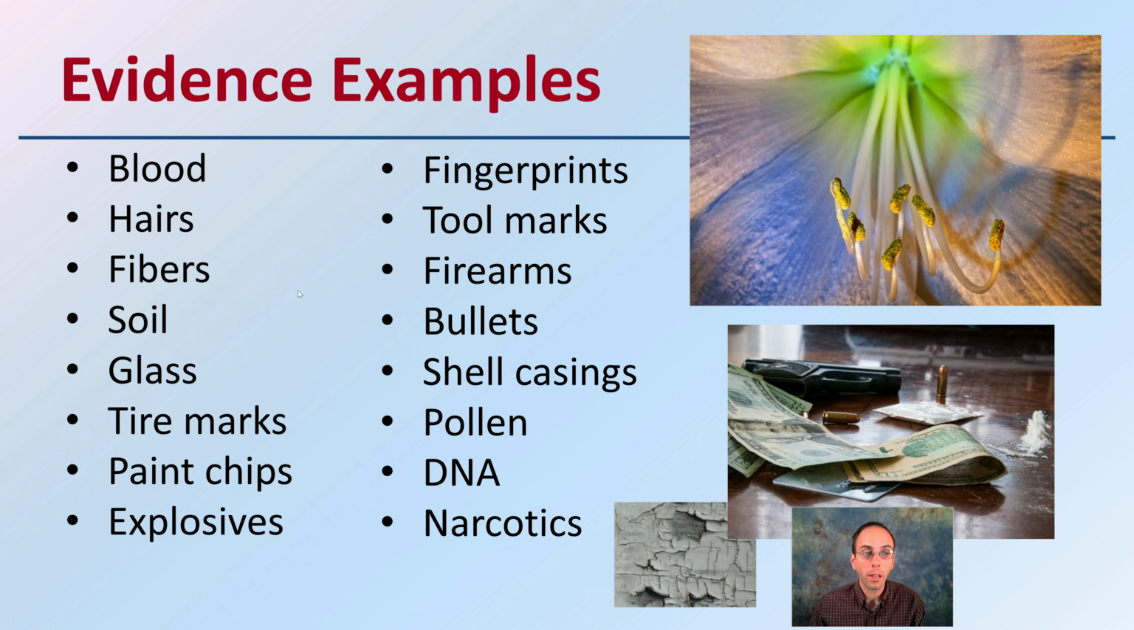So here we have blood, hair, fiber, soil, glass, tire marks, paint chips, explosive, tool marks, firearms, ballistics, shell casings, pollen, DNA. These are just some evidence examples that can all be very important to a crime scene.